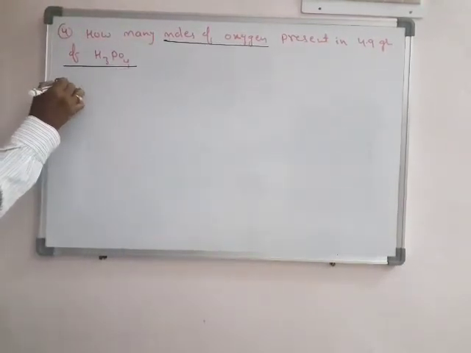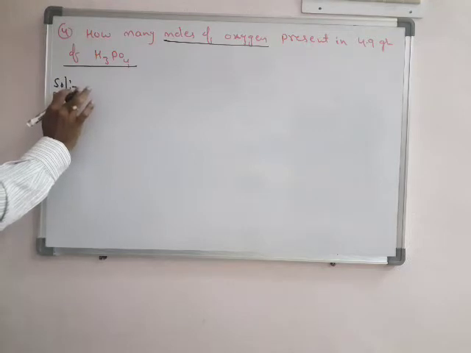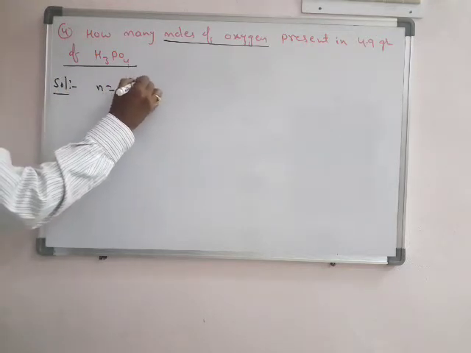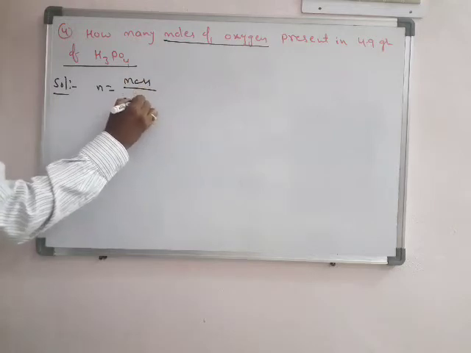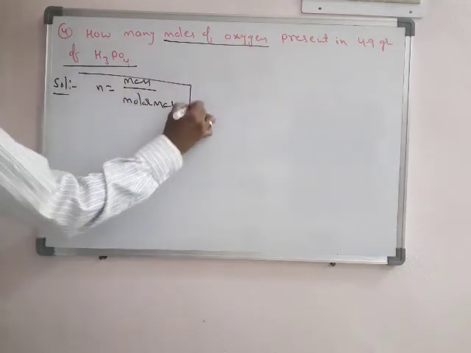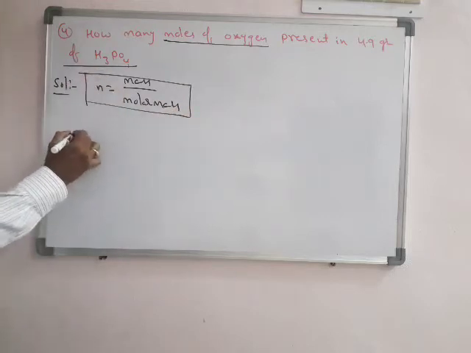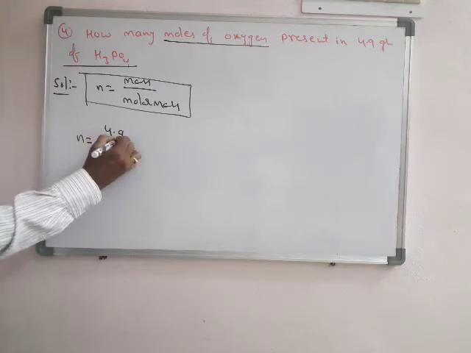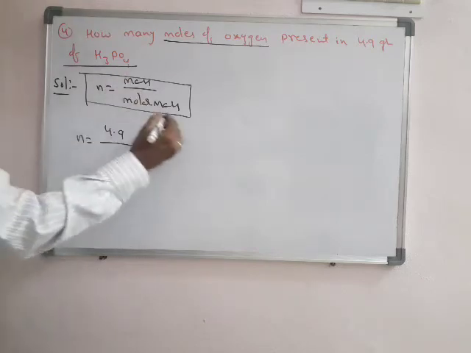So the general formula: the number of moles equals, what is the formula? Mass by molar mass. In the book it is given in some other method, but we are doing it in a simple method. So mass how much? 4.9.